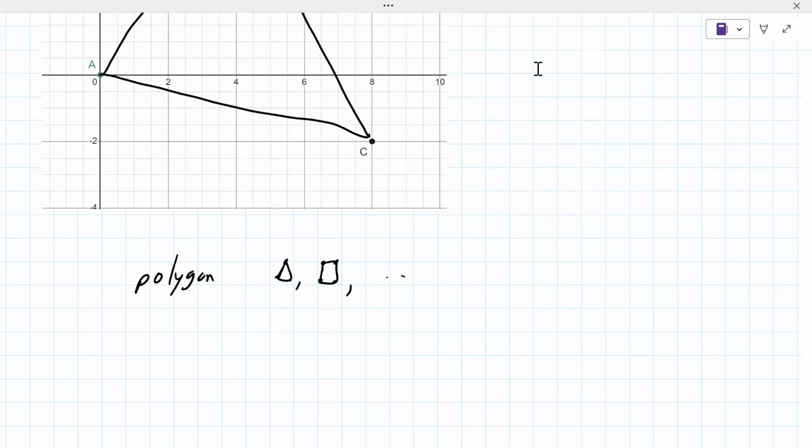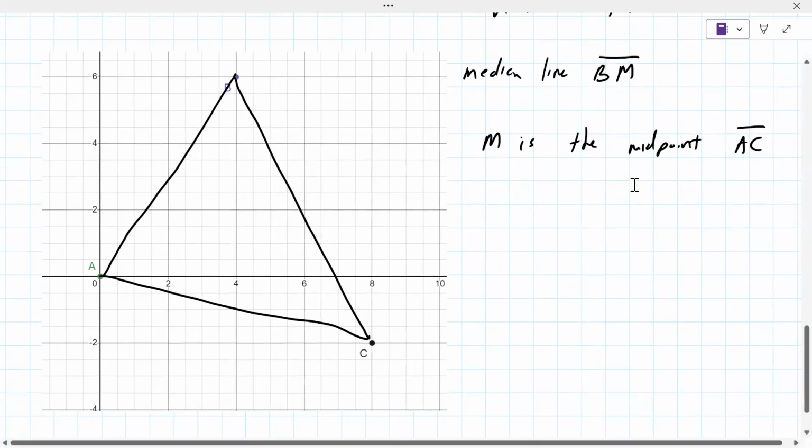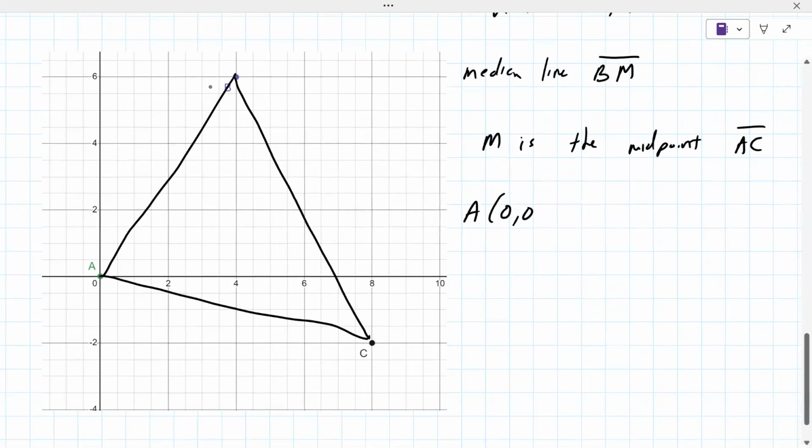Okay. Got it. Okay, so the median line BM starts at B, and there's a midpoint between A and C. M is the midpoint of AC. The reason it's AC is it has to be across from the vertex. Like you have a vertex, there's something across from it. Okay. Got it. All right, so A is defined as 0, 0. C is defined as 8, -2. Can you calculate the midpoint for me, please?